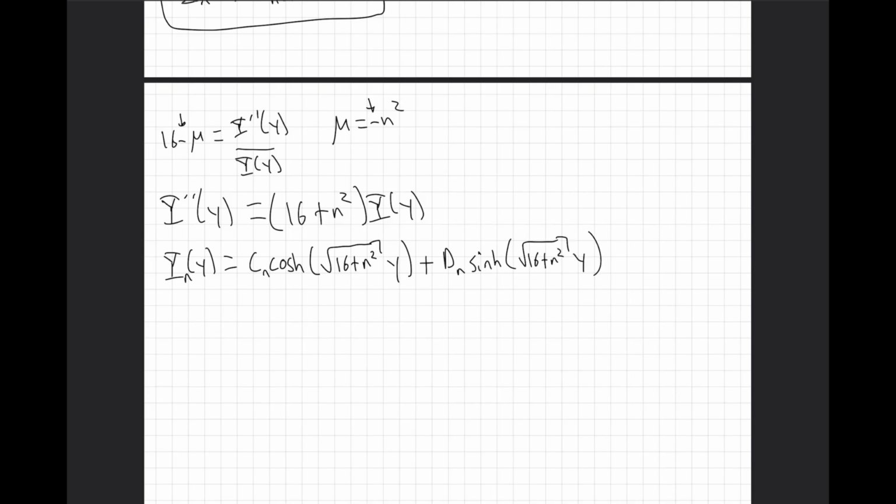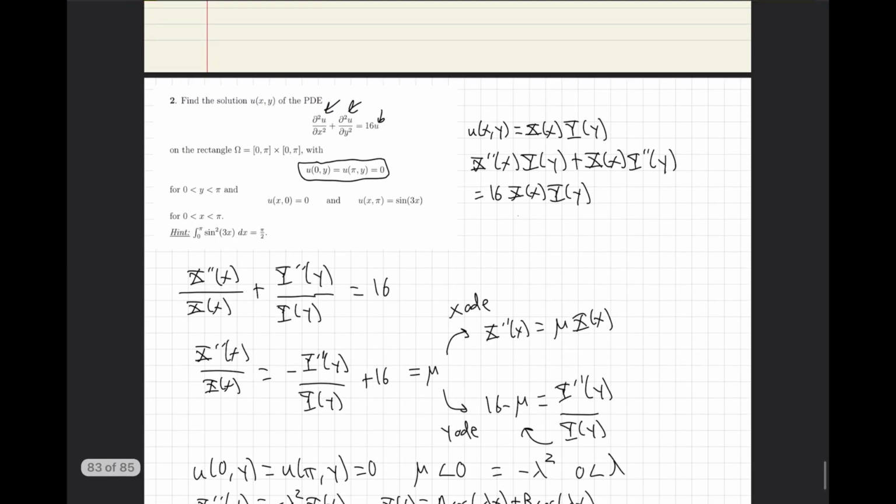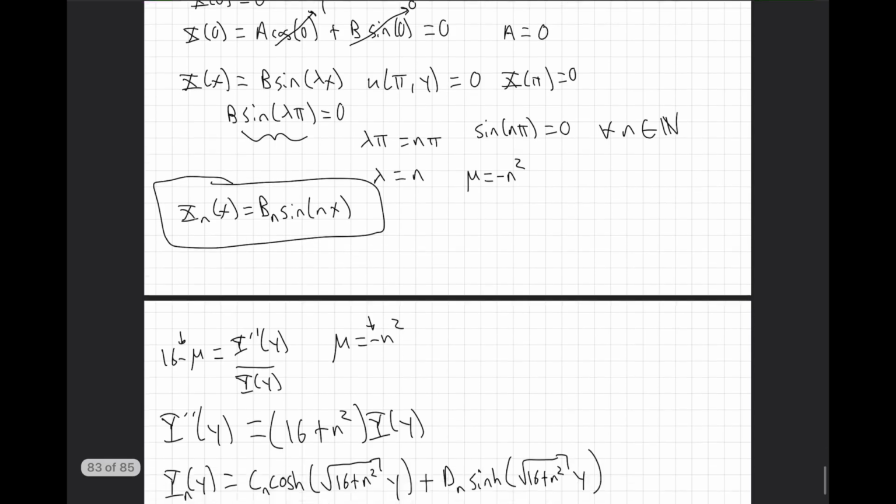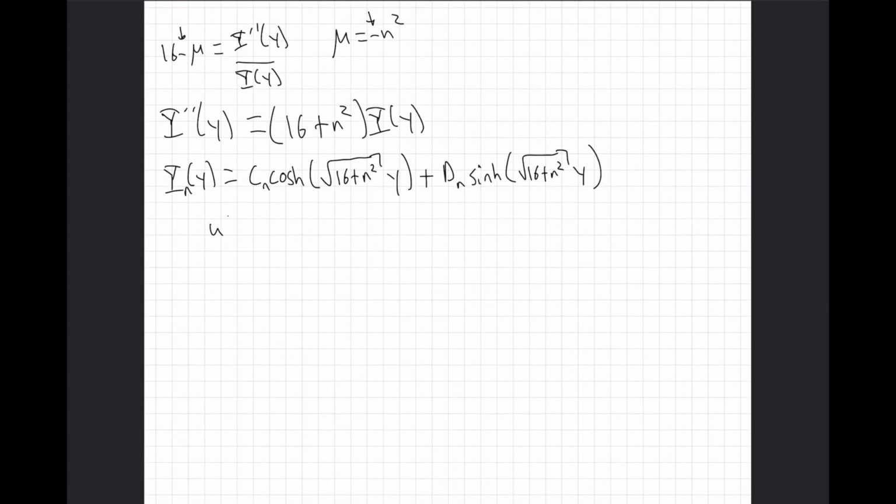Now we had another really cool condition here. Let's take a look. It says u of x comma 0 is equal to 0. So u of x comma 0 equals 0 equals X of x times Y of 0. So we have Y of 0 is equal to 0. So let's go ahead and plug that in.